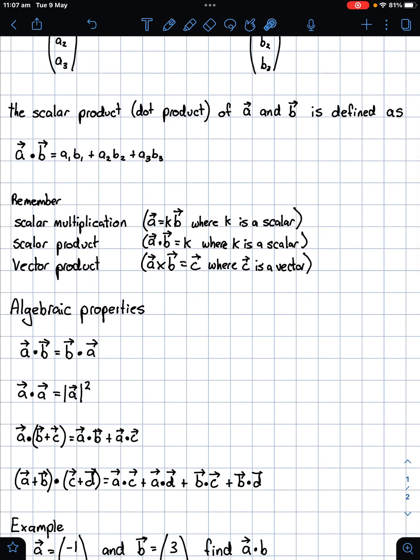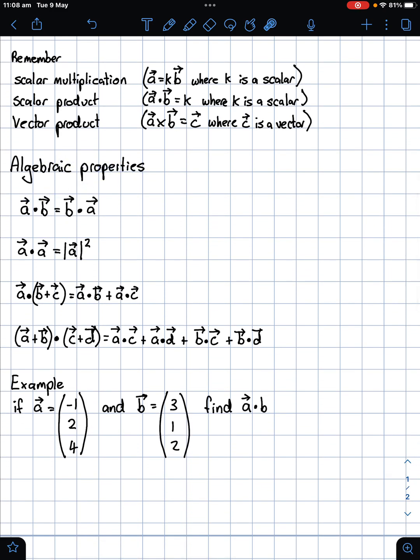An important note here: we've already done scalar multiplication, and it is not the scalar product. Scalar multiplication was when we had a scalar k times a vector, and this gives us a vector answer. The scalar product is where we do this dot product and we get an answer that's a scalar. Then the vector product is a cross b, and it gives us a vector c.